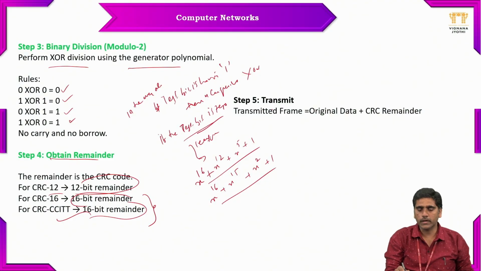Step 5 is to transmit the overall frame. After adding the obtained CRC remainder to the data, the transmitted frame is the original data plus the CRC remainder. The combination of these is the transmitted frame.